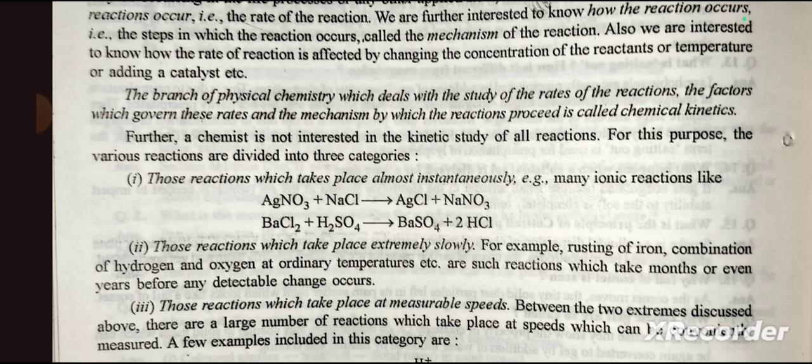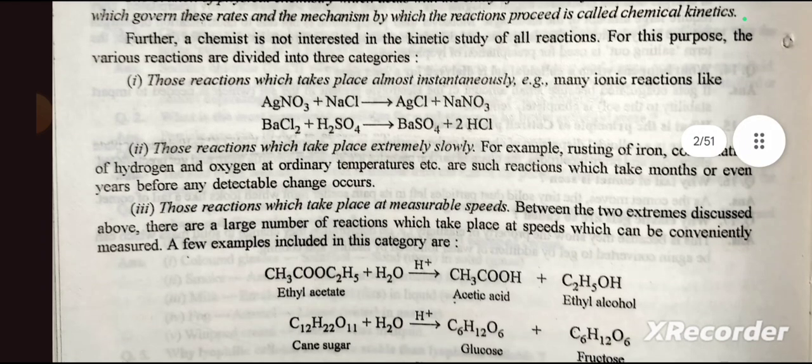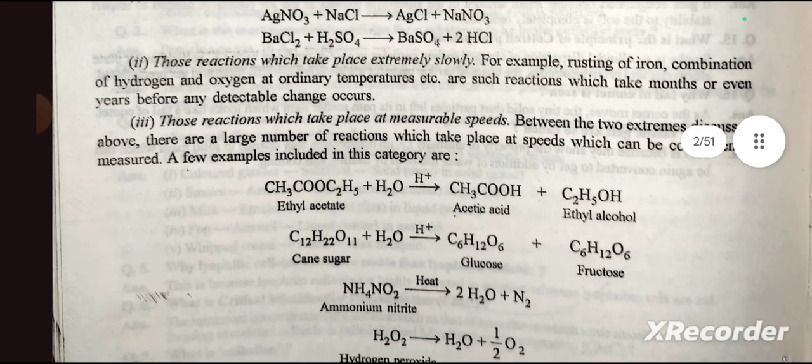Further, a chemist is not interested in the kinetic study of all reactions. For this purpose, the various reactions are divided into three categories. First, those reactions which take place almost instantaneously. Example, many ionic reactions like AgNO3 plus NaCl gives AgCl plus NaNO3, BaCl2 plus H2SO4 gives BaSO4 plus 2HCl.